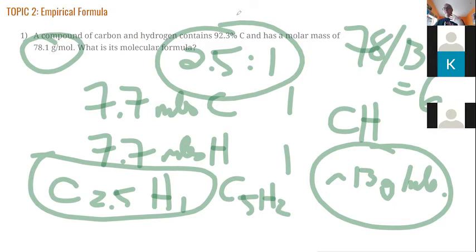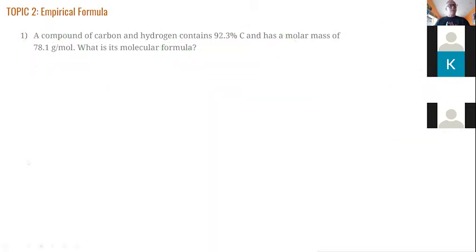You can measure out half a mole of something, but you can't get half an atom in a molecule. You can't have 2.5 atoms in a molecule. You need to have 2 or you need to have 3. So it has to be a whole number. So that's exactly what we would do. Excellent. So let's move on to the next one.